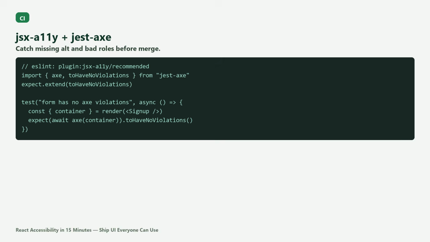Turn jsx-a11y recommended rules on. Fail CI on new axe violations for critical components. When a rule fires on a clickable div, the fix is usually a button, not a lint disable comment. Put this on your design system, primitives first for maximum leverage. Do not silence jsx-a11y with lint disable unless you link an issue.